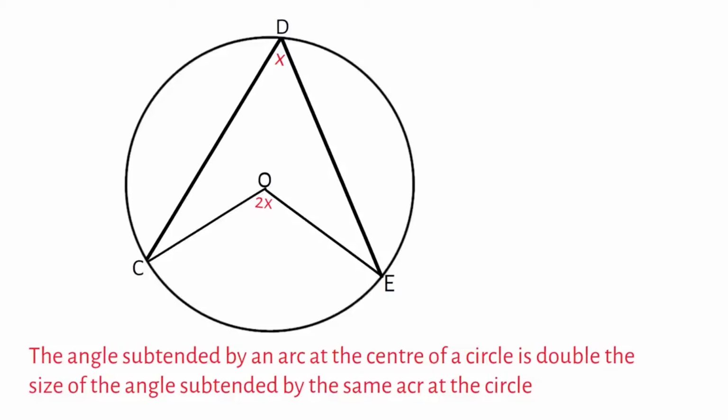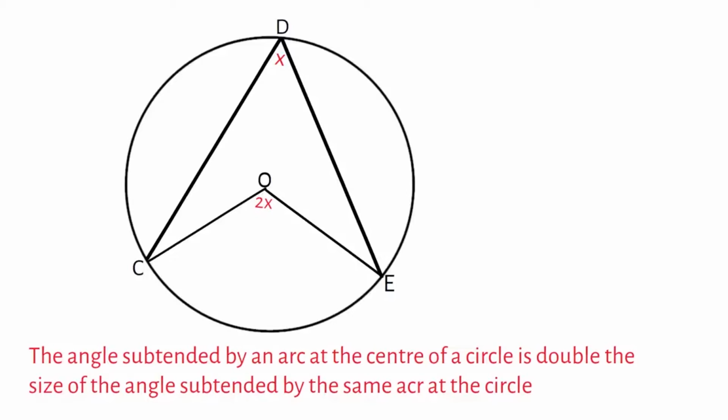Now if you spot the shape and angle C hasn't touched the circumference, there is no theorem. If angle D hasn't touched the circumference, there is no theorem. If angle E hasn't touched the circumference, still there is no theorem. If angle O is not the center, there is no theorem. So now you know that if angle O is 2x, then D will be x.